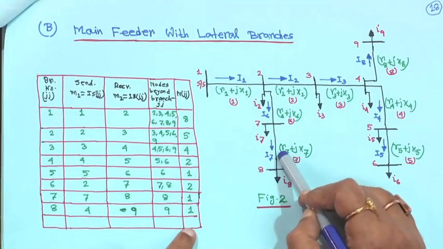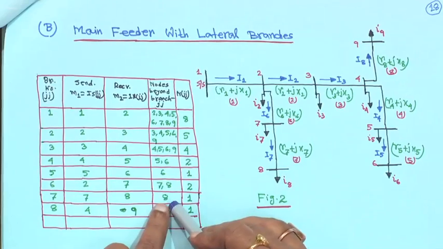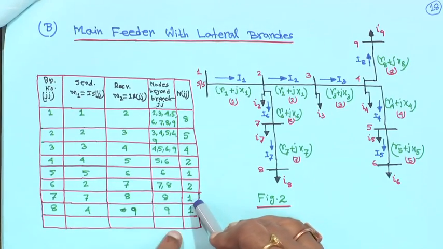Now, come to branch 7, this is branch 7. Beyond this branch, which node is there? Node 8 is there, and how many? Only 1. So, this is 1.